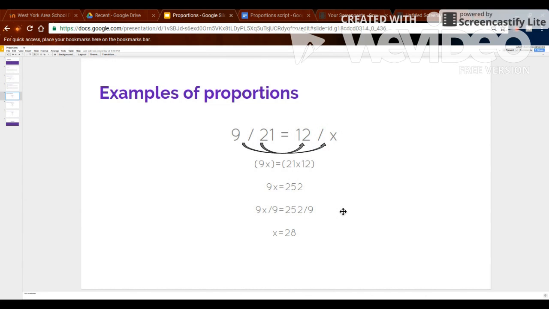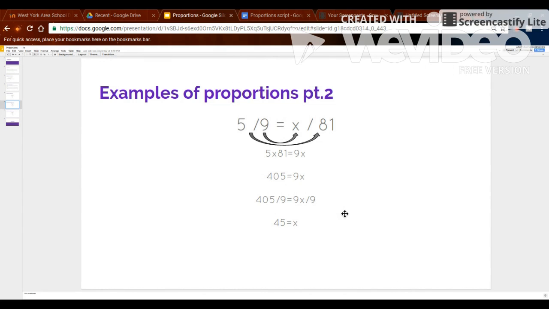Our first example of proportions is 9 over 21 equals 12 over x. To simplify this, you would multiply 9 by x and 21 by 12. This equals 9x equals 252. To get the variable by itself, you need to divide by 9 on both sides. That equals x equals 28.